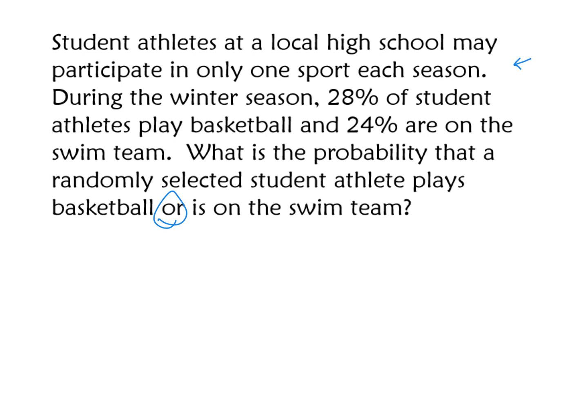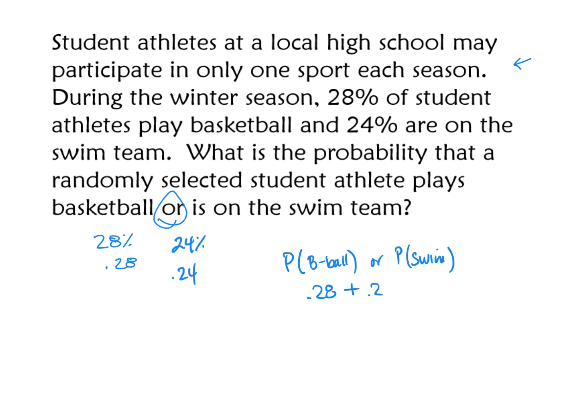All right, so keep in mind 28% we can really write as 0.28 and 24% we can really write as 0.24. All right, so this is an or. So what's the probability of basketball or the probability of swim team? Okay, because it's an or, we're going to add them together. So the probability of basketball is 0.28 plus the probability of swim is 0.24. When I add those together, you should have 0.52.